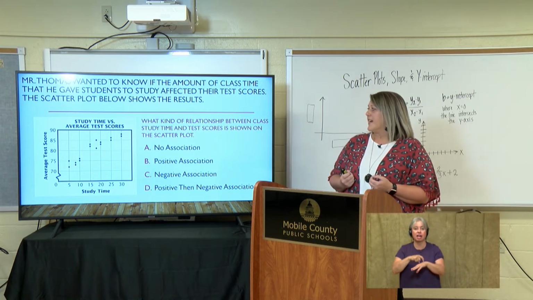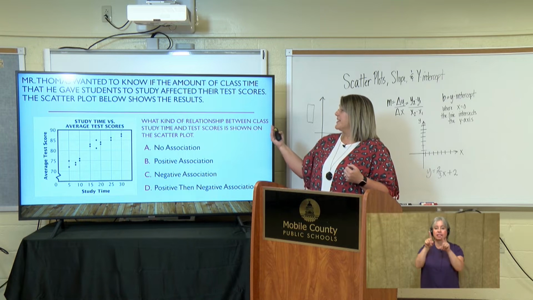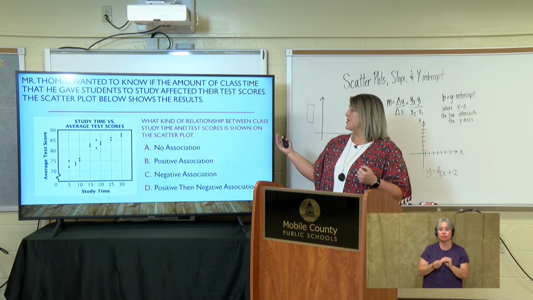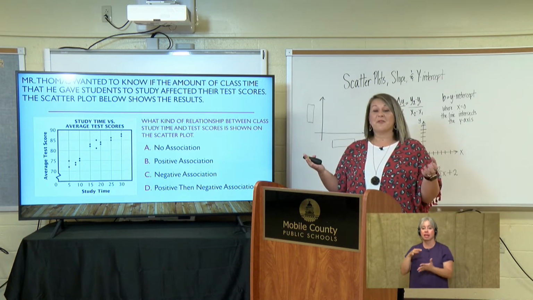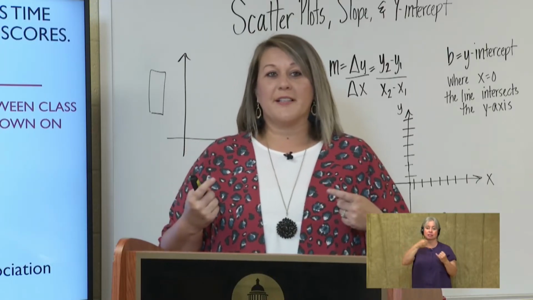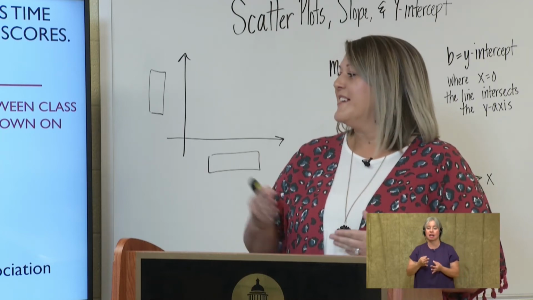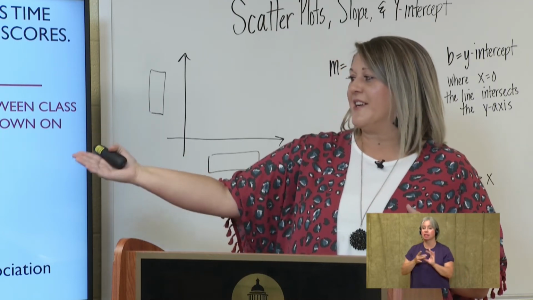And looking at the scatter plot below, it says what kind of relationship between the class study time and the test scores is shown on the scatter plot. So again, we're looking for association, looking for correlation, and that was in our essential concept. We needed to determine negative, positive, or no correlation. So what do you think you see here?